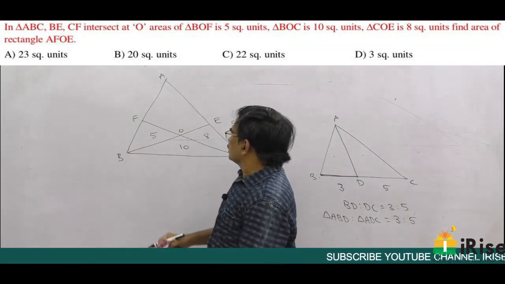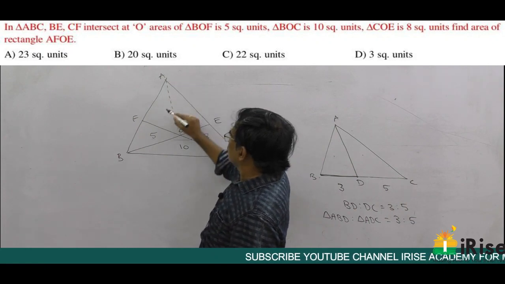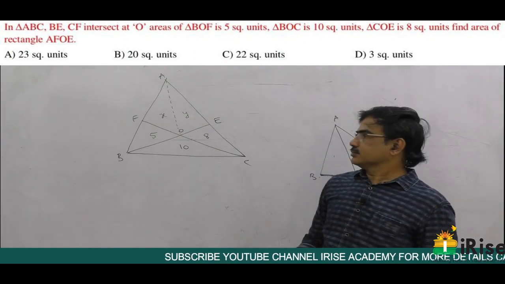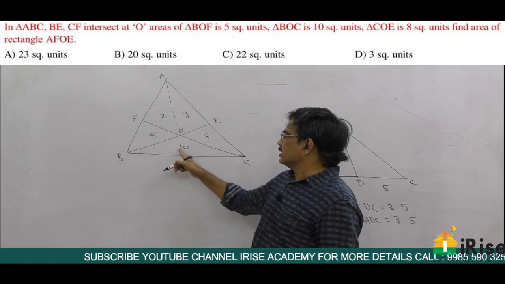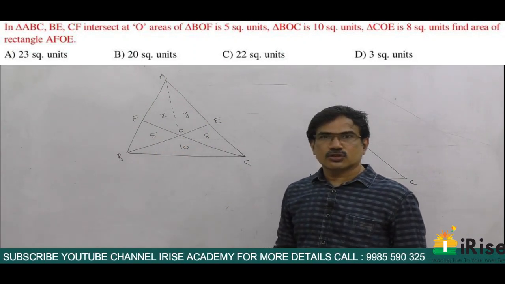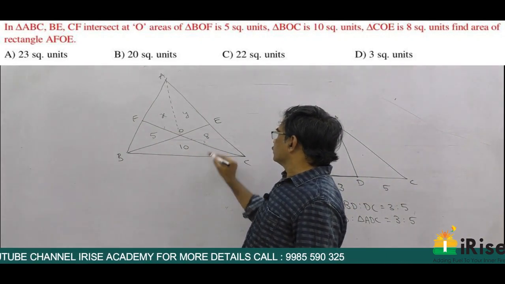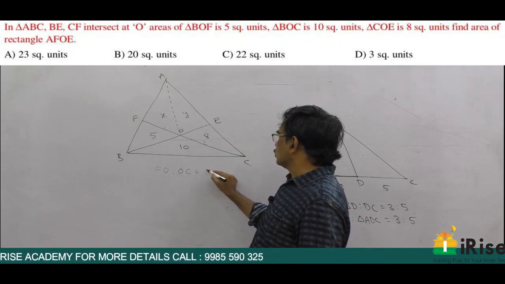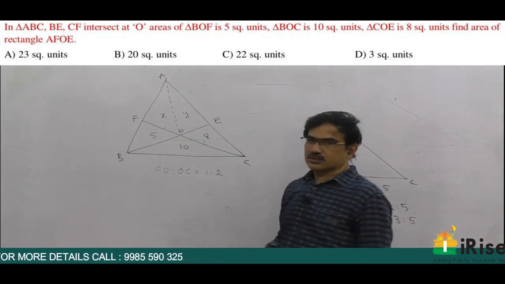Listen carefully. I want to join AO. Let this be X and let this be Y. Consider this as a triangle. Here the areas are in the ratio 5 is to 10. Therefore, the bases are also in the ratio 5 is to 10, nothing but 1 is to 2. So FO is to OC is equal to 1 is to 2. This is one part, this is two parts.